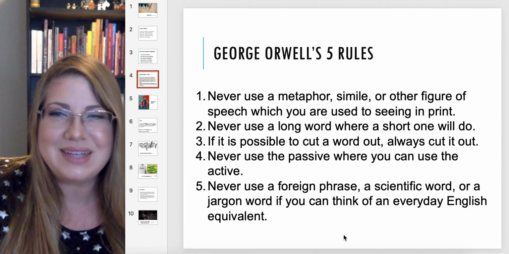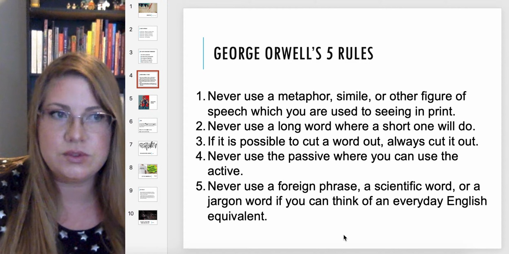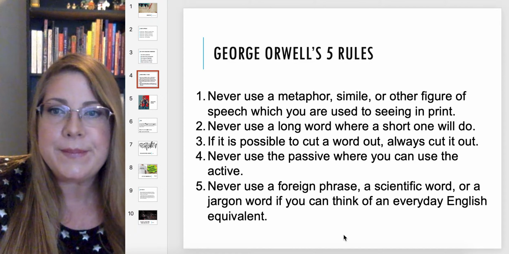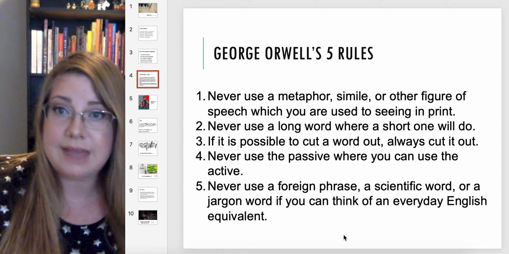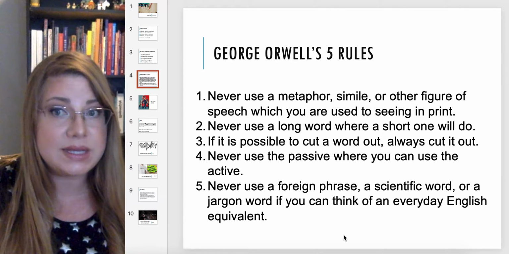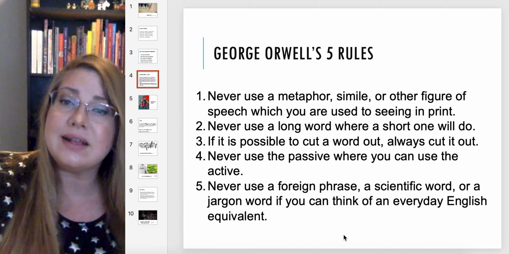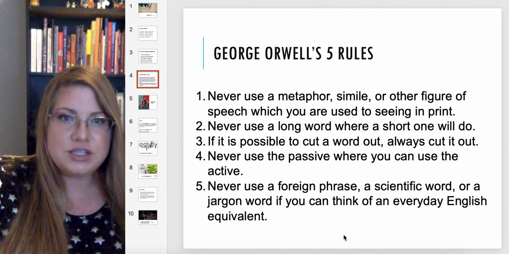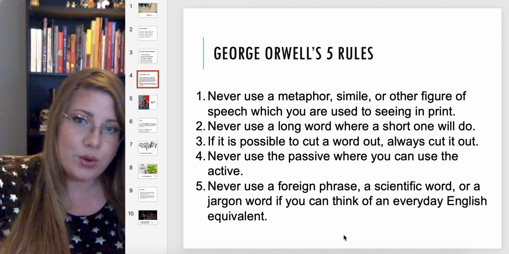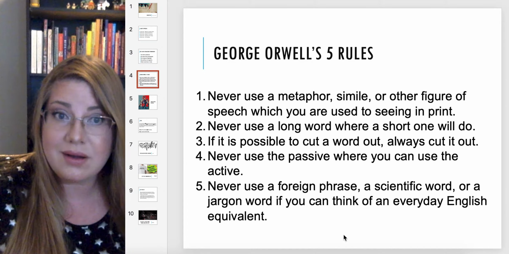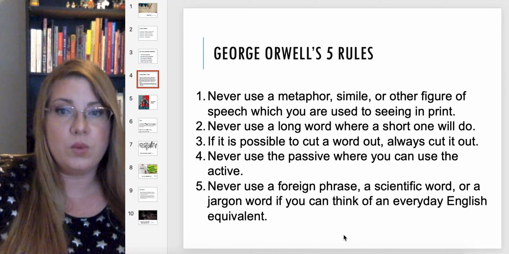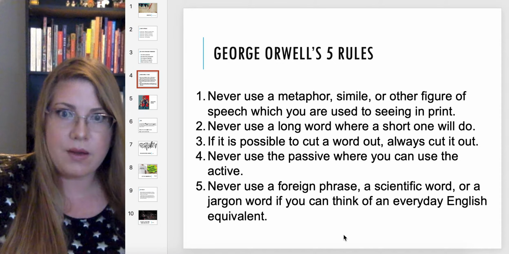Basically, it doesn't make you sound smarter to use longer words. What makes you sound smarter is being very clear about what you're trying to say. Sometimes you have to use a longer word because it's more precise on exactly what you mean, but that should be the only reason why you would use a longer word instead of a shorter one. If it's possible to cut a word, cut it. We're going to talk about that right now.